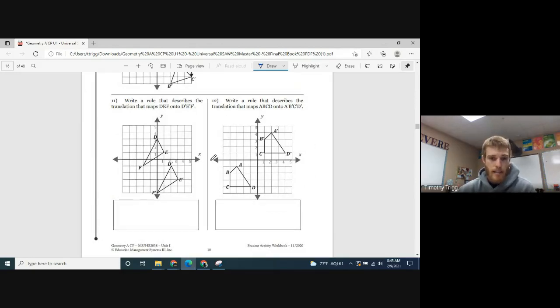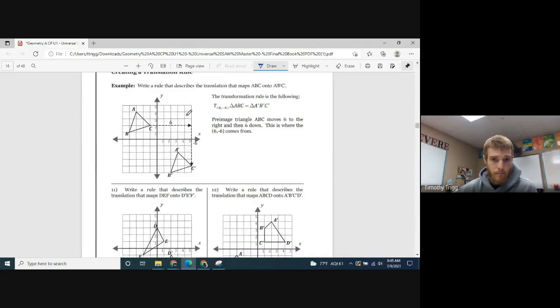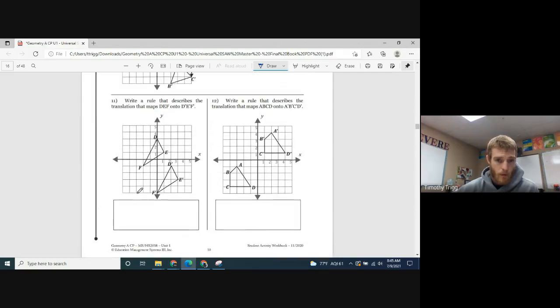So here, they give us the image and the pre-image, and we need to figure out what's the translation that maps the pre-image onto the image. So triangle DEF to triangle D prime, E prime, F prime. So what we would say, well, it's going to be a translation, right? It's shifted, but I need to figure out how it's translated. So we're going to put some numbers down here.